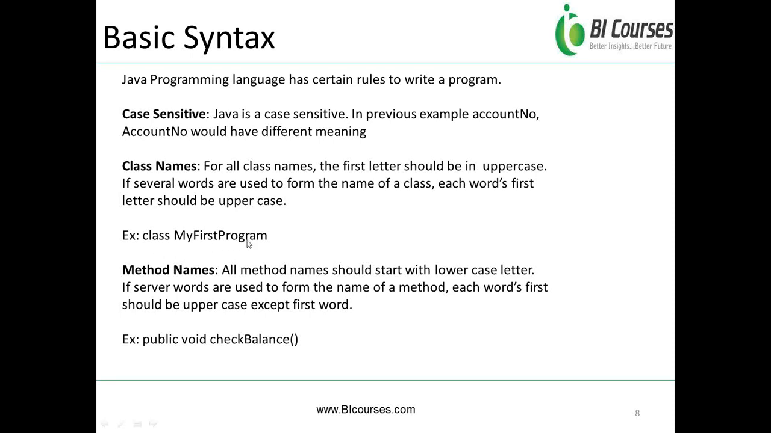Here, if you look at my first program, M is a capital letter, F is capital, and P is also capital, in uppercase. Next, method names. All method names should start with lowercase letters. If several words are used to form the name of a method, each word should start with an uppercase letter except for the first word. For example, public void checkBalance. Here C is a lowercase letter and B is uppercase.